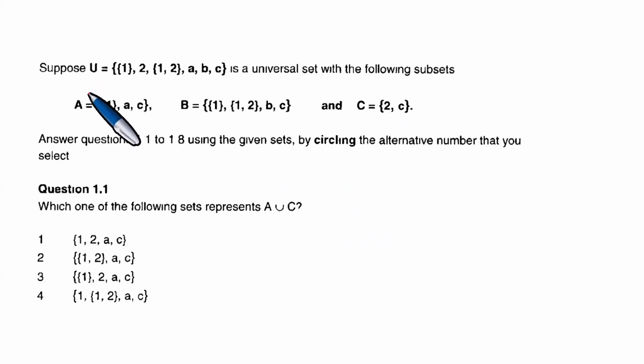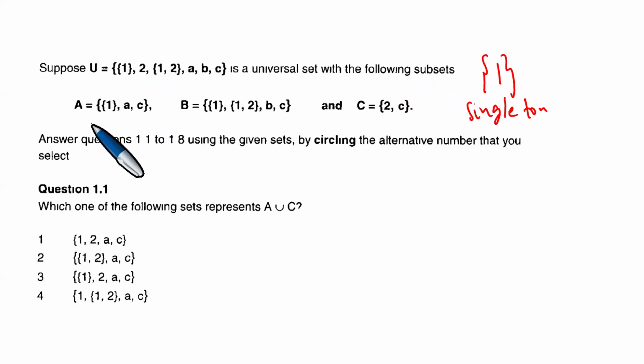Good morning and welcome to the program. We suppose that the universal set U contains the singleton set. A set that contains only one element is called a singleton. So the universal set contains the singleton set with the element one, the element two, and the other elements, and of course the set that has elements one and two.